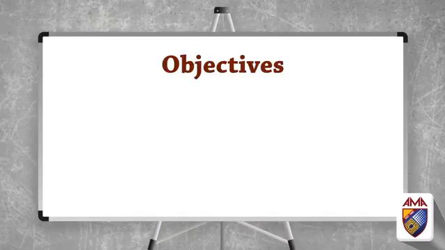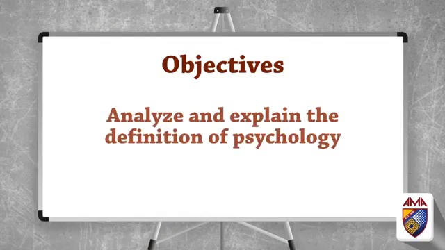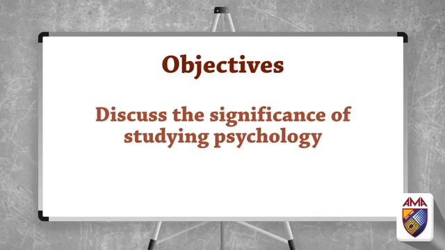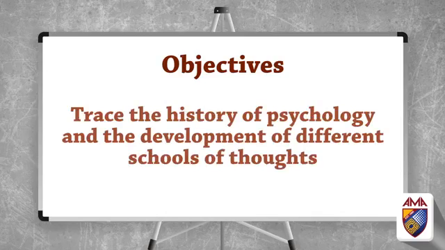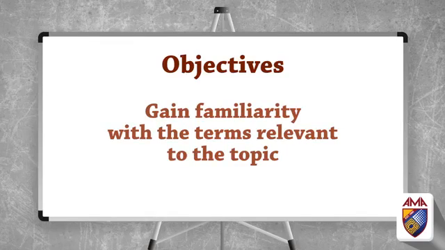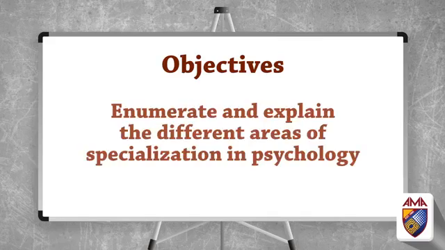These are the objectives of the course: analyze and explain the definition of psychology, identify and expound the goals of psychology, discuss the significance of studying psychology, trace the history of psychology and the development of different schools of thought, distinguish the different perspectives in studying psychology, gain familiarity with the terms relevant to the topic, and enumerate and explain the different areas of specialization in psychology.